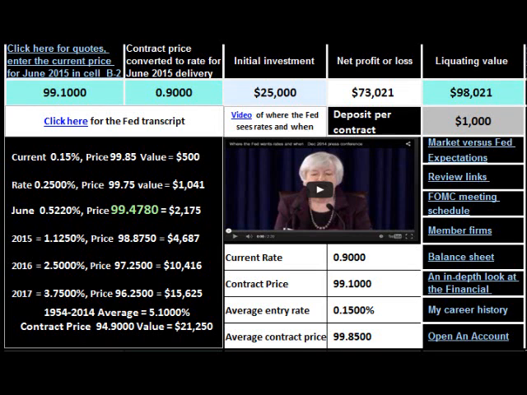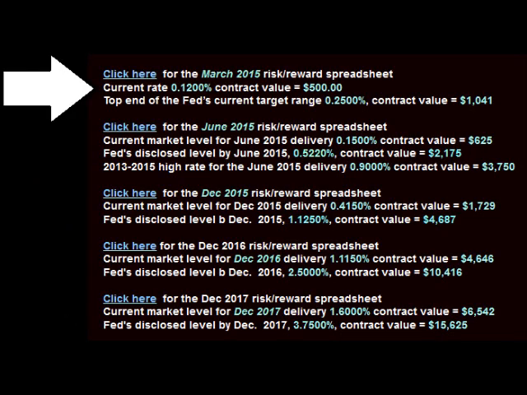In this video, I'm going to show you one way we're capturing the move higher in short-term rates, using a strategy that defines risk on every trade and for the duration of every trading period. In video 2, I reviewed where the market expects the Fed funds rate to be and when, versus where the Fed expects the Fed funds rate to be and when.